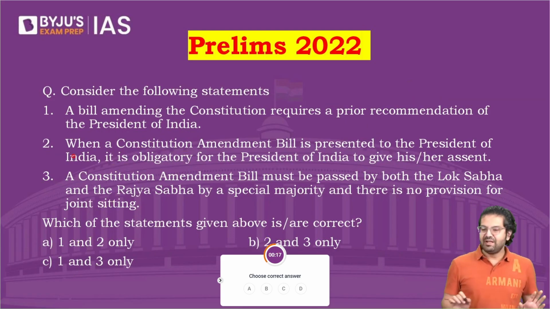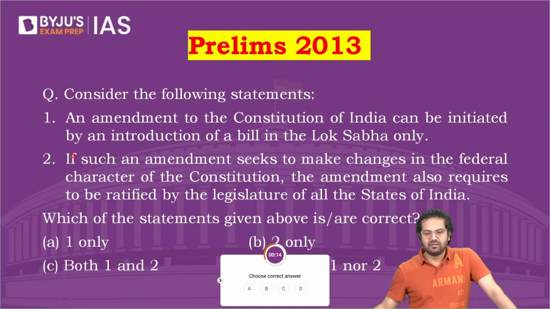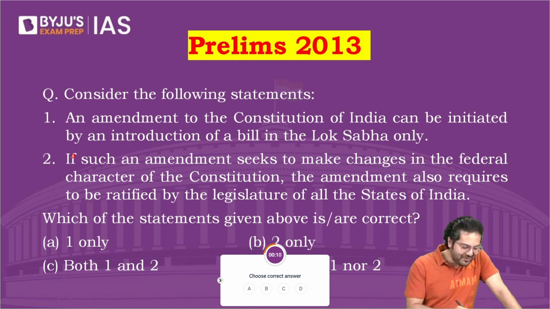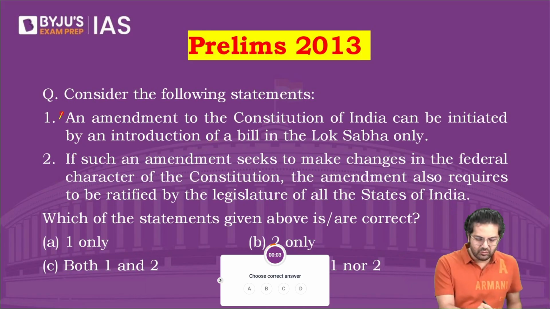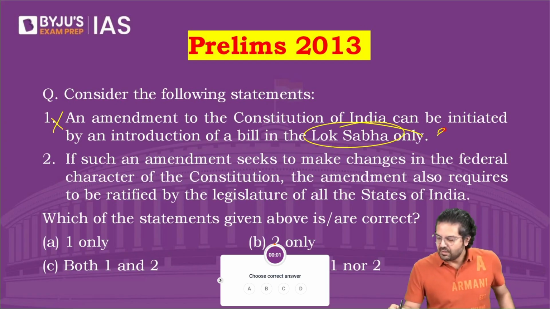Last question, and then we'll take a break. Question asked in 2013. This is also an easy question. Somebody says B, action of a bill in the Lok Sabha only, it's wrong, we know. This can be any house.